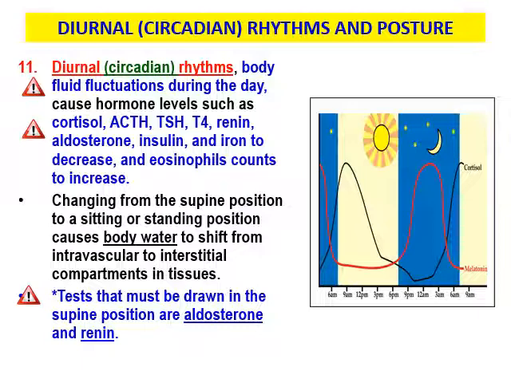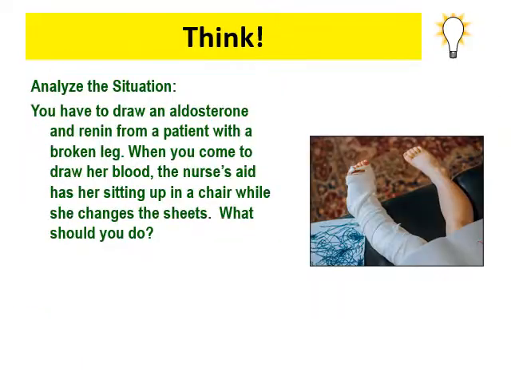And tests that must be drawn in that supine position are aldosterone and renin. So we need to understand that. We need to get our patients to lay down, right? Before we draw these tests, okay? And make sure that you're aware of which tests these are. Which test do you need to have drawn in the supine position? You know that's going to be on a test. No one should miss it.